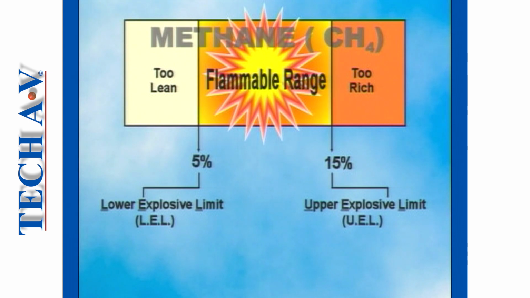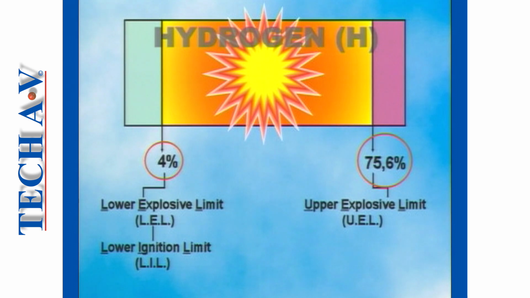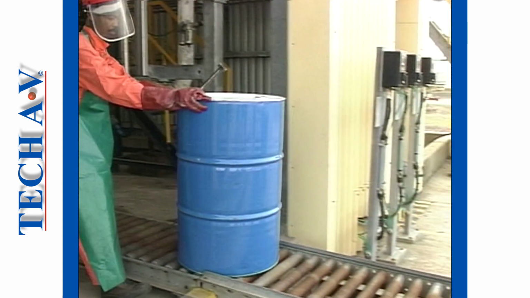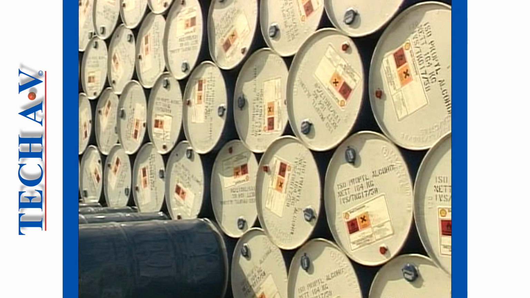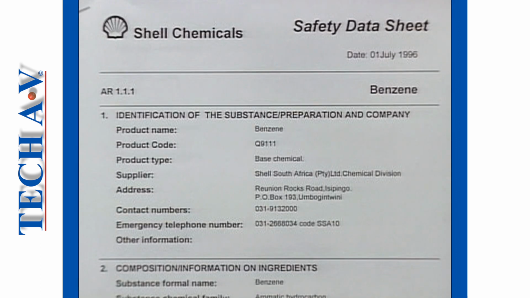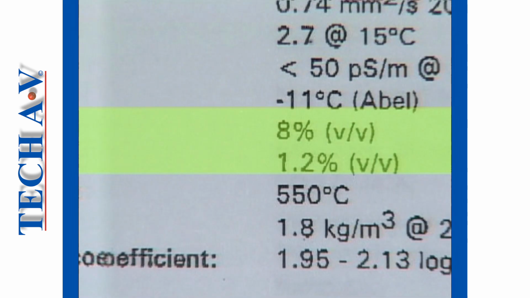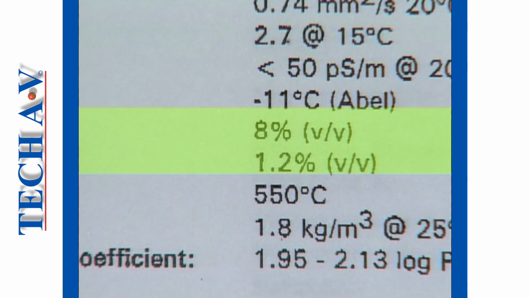All flammable gases have their own specific LELs and UELs. For example, the gas hydrogen has an LEL of 4% and a UEL of 75.6%. Any product or substance that can or will generate flammable vapor will have an LEL and a UEL rating. These details are obtainable off Material Safety Data Sheets, which must be made accessible to the user by the product manufacturer or supplier.